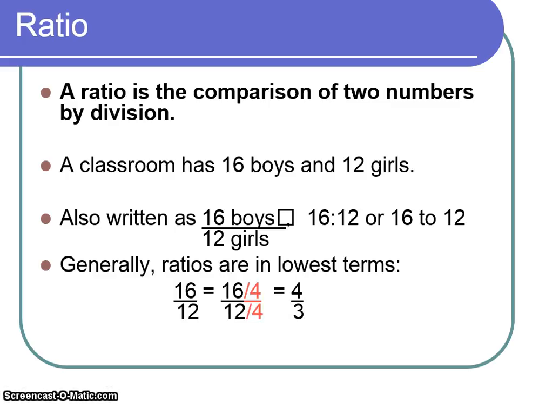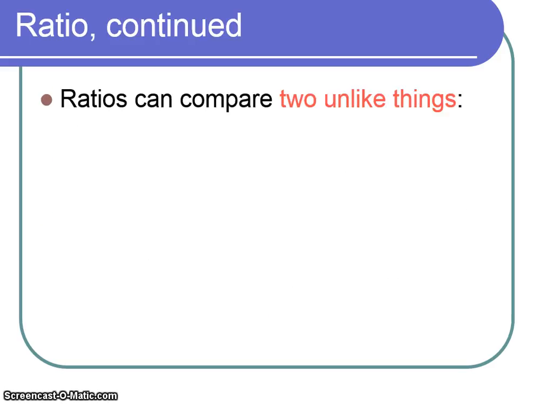Now generally, when you have a ratio, you do reduce it to lowest terms. In this case, we reduced it by 4, and our ratio becomes 4 boys for every 3 girls. Okay? Now, a ratio is where you can compare two unlike things, like apples and oranges. They're not the same. You can compare them. And that's how we can, by the use of ratios.